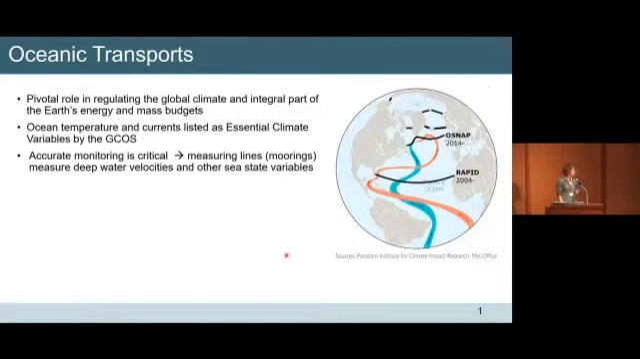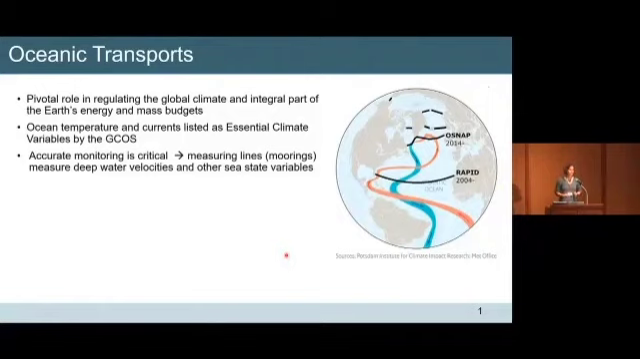So we have the RAPID section, we have the OSNAP array further north, and even further north we have moorings in the Greenland-Scotland Ridge and the Arctic sections, which measure deep water velocities and other sea state variables like salinities and temperatures, for example. But still, observations are limited in space and time.